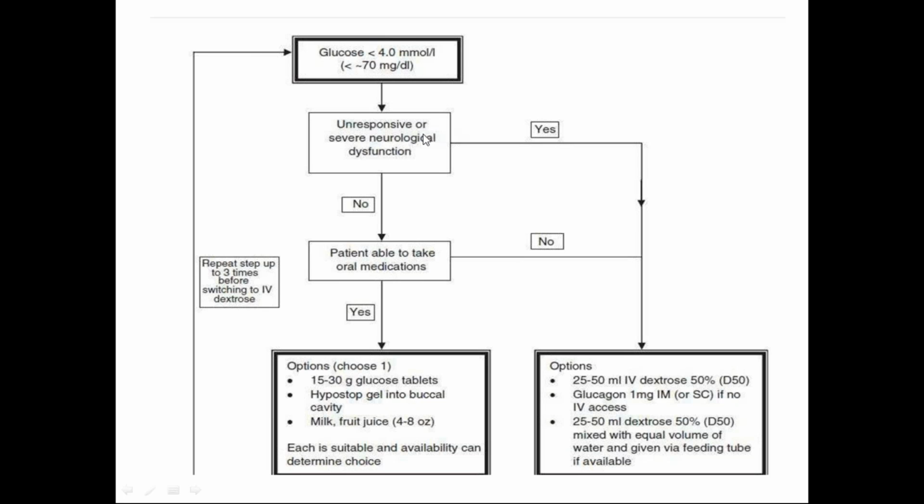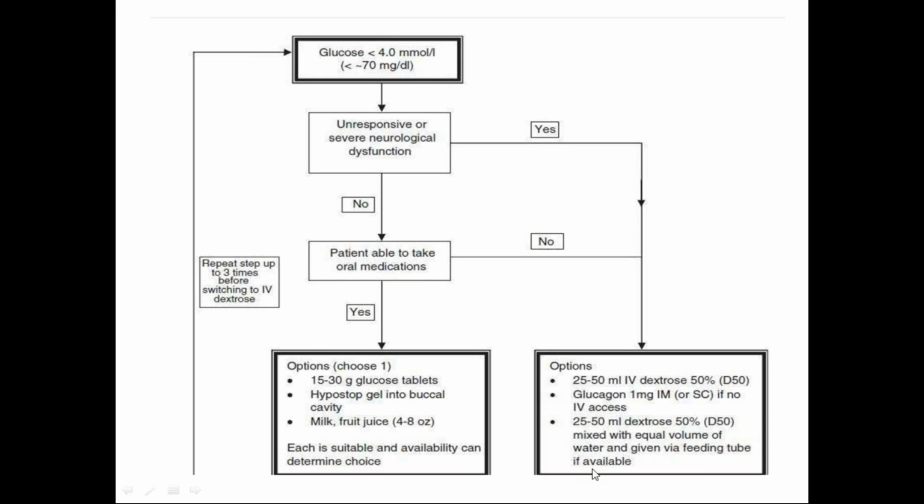Like if the glucose is less than 70, if the patient is unresponsive or severe, or when there is neurological dysfunction, we give the IV dextrose. We don't have D50, we just have 25D in our emergencies, like in our hospitals commonly. We don't typically use 50D. 25D is normally used, that is 100 ml. We just keep a bottle of 100 ml of 25D and administer it immediately. Or if it is not available, glucagon 1 mg IM or subcutaneous.